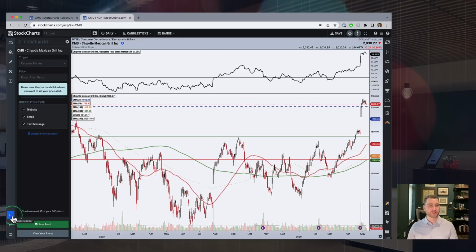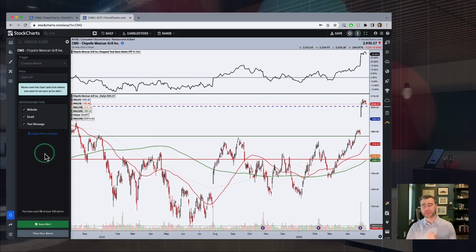You can click down into this alerts sidebar and actually click anywhere that you want to set an alert. So let's say you add that price target line. You can actually hover over this chart, click that level, and you see that gets entered right into this box. You can then choose your trigger, choose your notification type, and add that to your account.